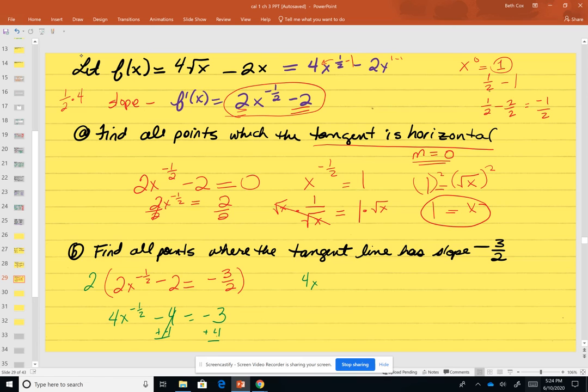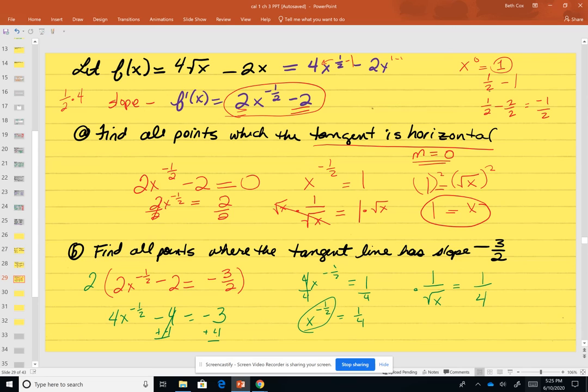So I have 4x to the negative 1/2 is equal to 1. Divide by 4. I have x to the negative 1/2 is equal to 1/4. Now let's think about what that means. x to the negative 1/2 is 1 over the square root of x. And that's going to be 1/4.